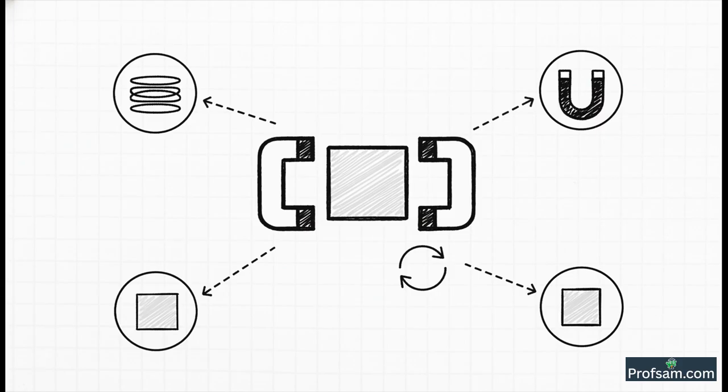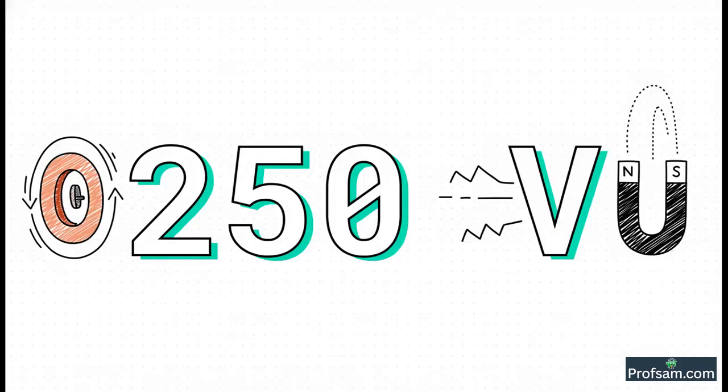So let's calculate. We just plug in the numbers. We have 500 times 0.5 times 0.02 times 50, and what do we get? We get 250 volts. See, that's a pretty significant voltage, and it's generated just by spinning a coil in a magnetic field. It's not magic at all, it's just pure, beautiful physics.